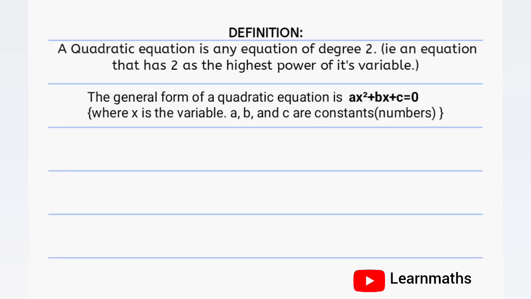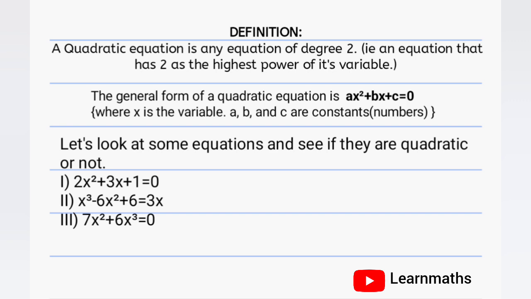Now, the general form of a quadratic equation is this: ax squared plus bx plus c equal to 0. Where x now, we are seeing here, the x there now is the variable, while a, b, and c are constants. In other words, they are numbers, like numbers that have value, not variables. Okay, let's look at some equations and see if they are quadratic.